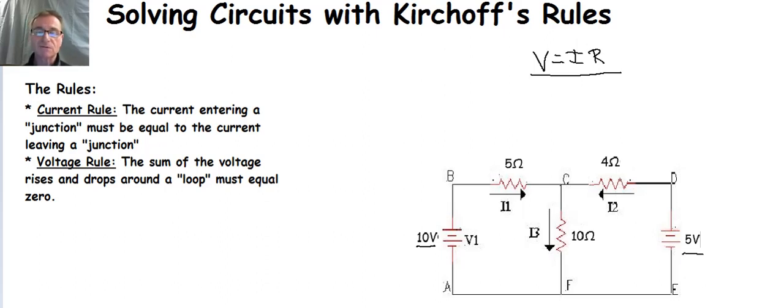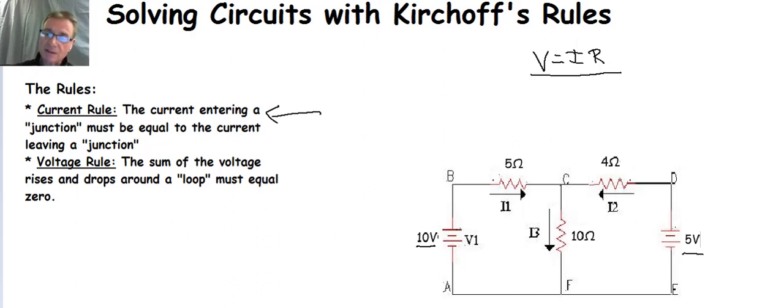With Kirchhoff's rules, we can solve or analyze multi-loop circuits with more than one voltage source. The first rule, if we look over on the left-hand side here, is what we call the current rule. And the current rule is very simple: the current entering a junction must be equal to the current leaving a junction.